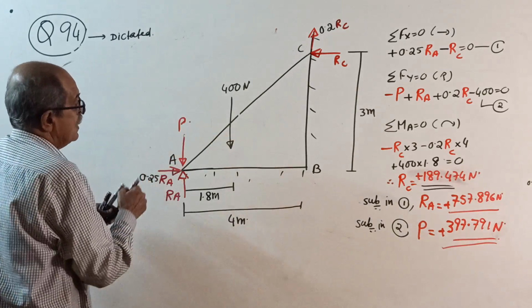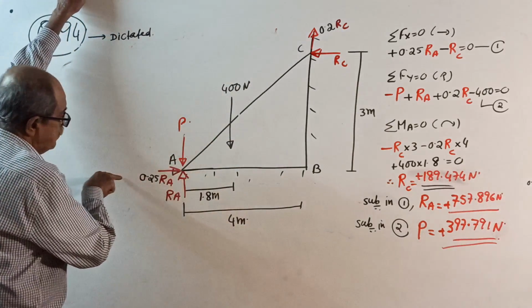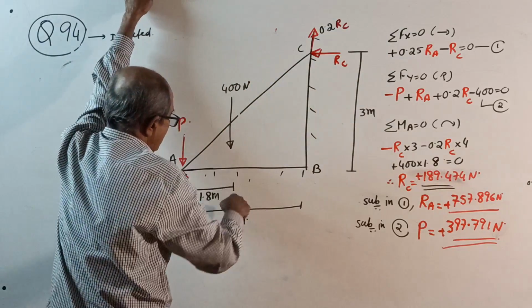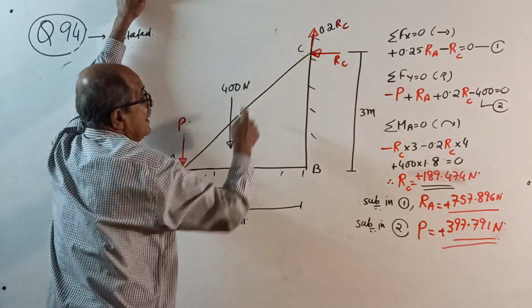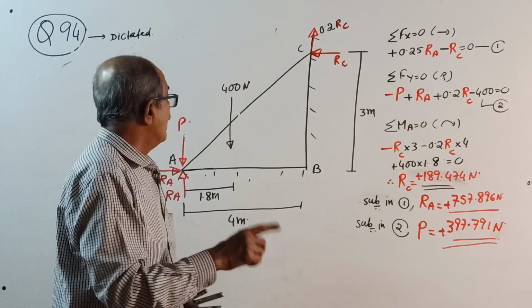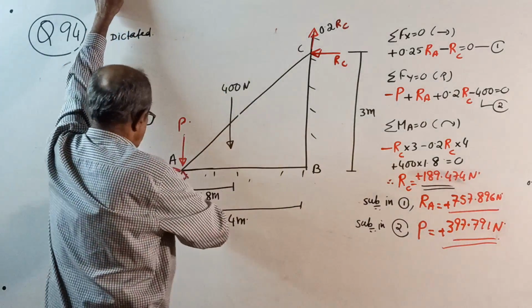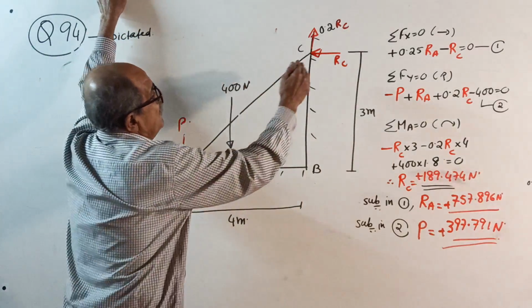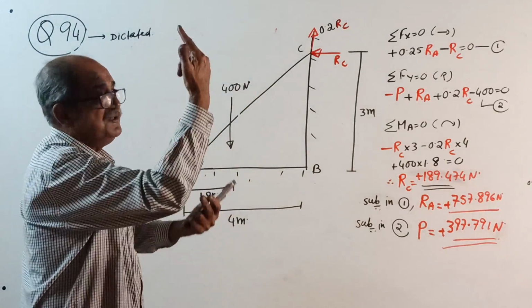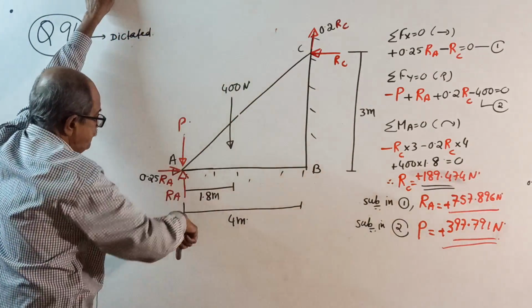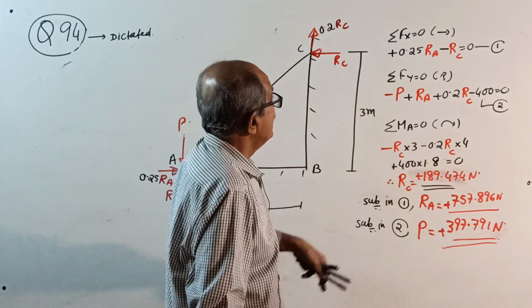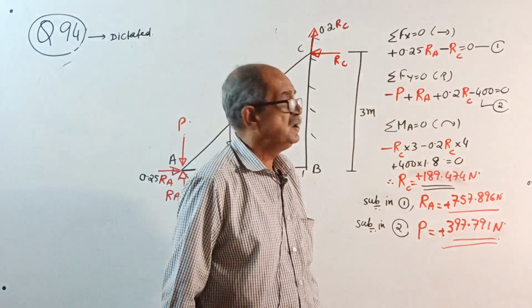See here. RA, 0.25 RA, RC, 0.2 RC, 400 acting at 1.8. That 5 meters is not required. Okay, start. If you see there, it is sufficient. Sigma Fx = 0, plus 0.25 RA minus RC equal to 0, equation number 1. Sigma Fy = 0, upward positive, minus P plus RA plus 0.2 RC minus 400 equal to 0, equation number 2.